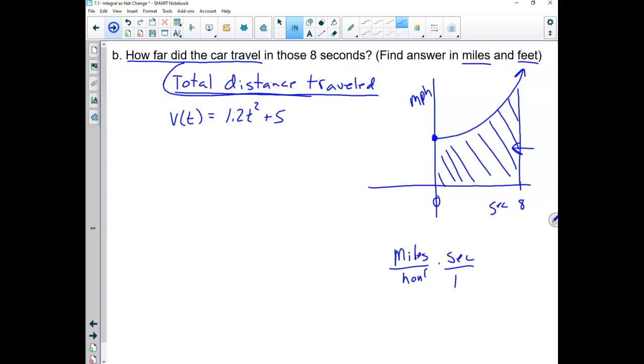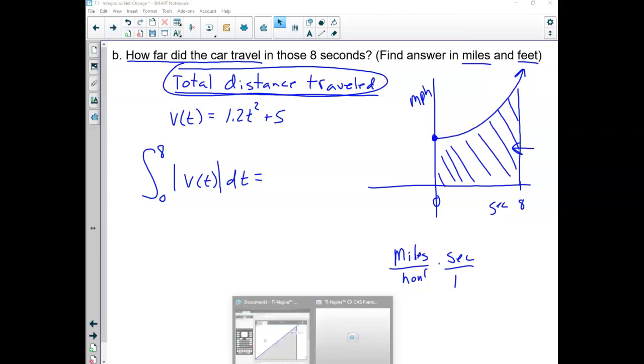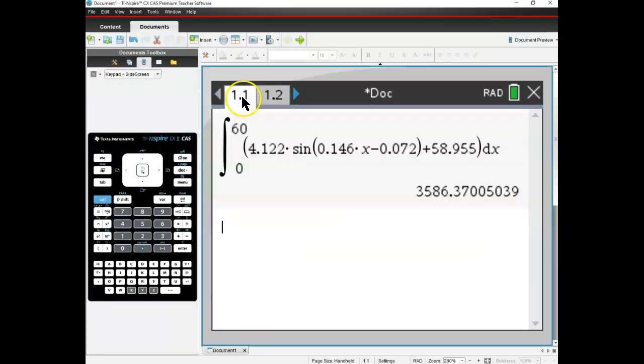My total distance, I can take my integral from 0 to 8 of the absolute value of v of t dt, and that's going to give me my total distance traveled. However, I'm going to type that into my calculator back here once now. So I'm going to come back here... actually, no, I don't want to go there.